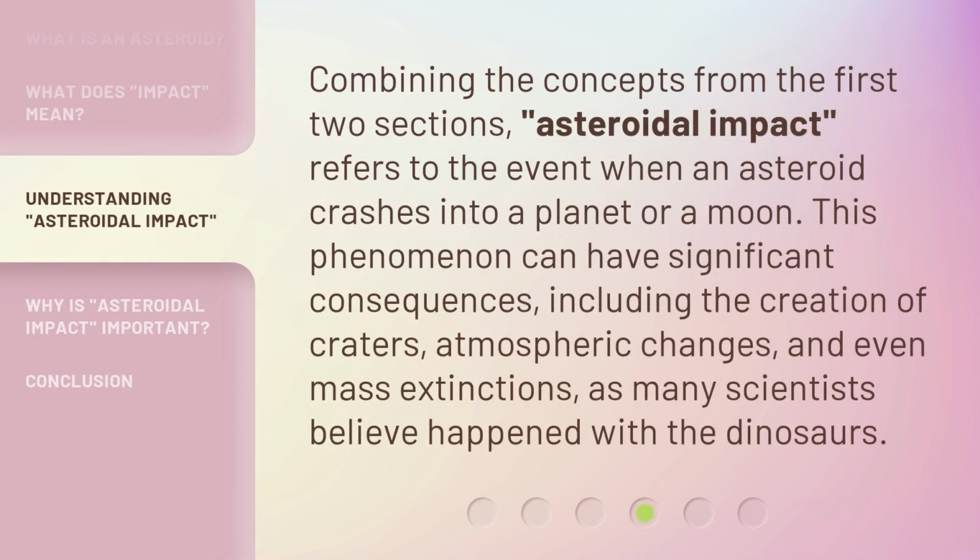Combining the concepts from the first two sections, asteroidal impact refers to the event when an asteroid crashes into a planet or a moon. This phenomenon can have significant consequences, including the creation of craters, atmospheric changes, and even mass extinctions, as many scientists believe happened with the dinosaurs.